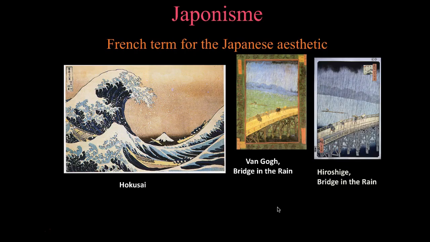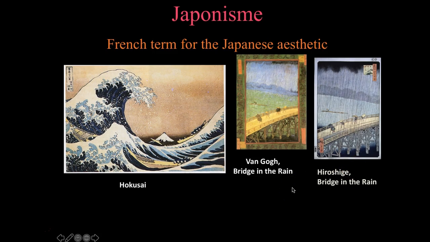So, all right, the next point has to do with Japonisme. That's a French word for the Japanese aesthetic, and they were heavily influenced by Hokusai, also Hiroshige, who did the Bridge in the Rain on the right. If you guys see the Bridge on the right versus Van Gogh's Bridge in the Rain, it's almost like he copied it, although this is paint and this is done by woodblock.